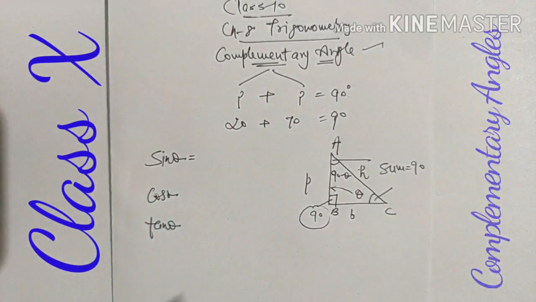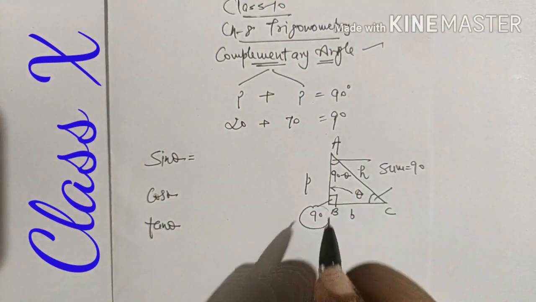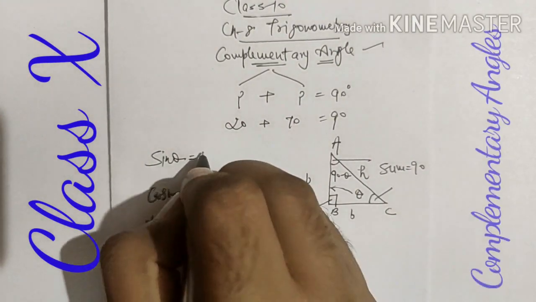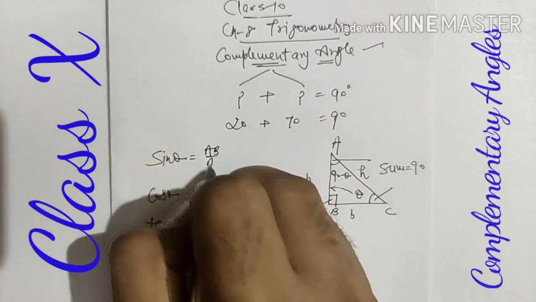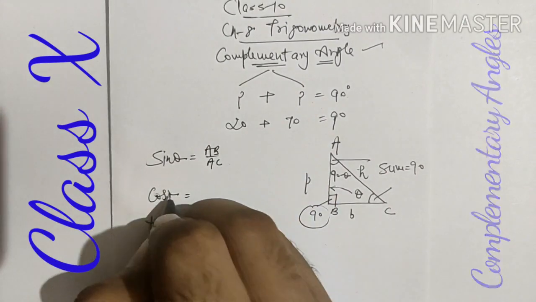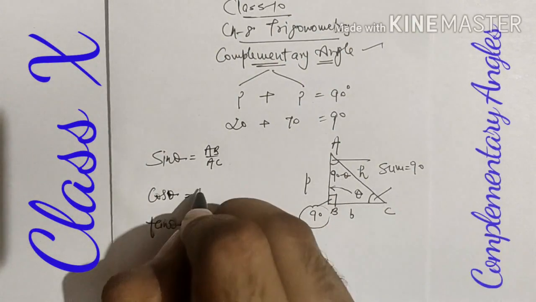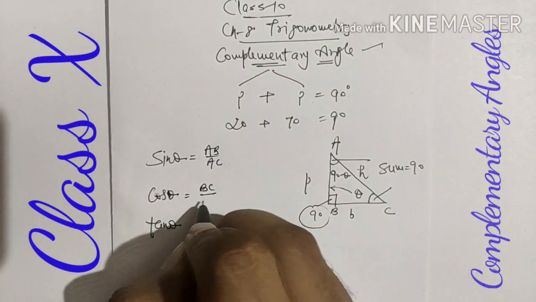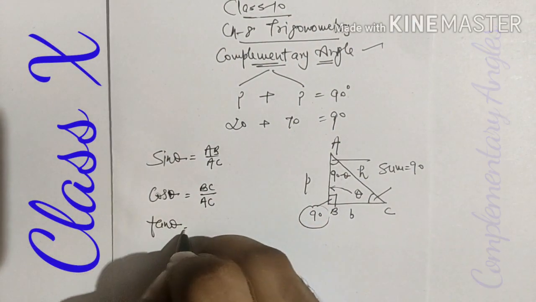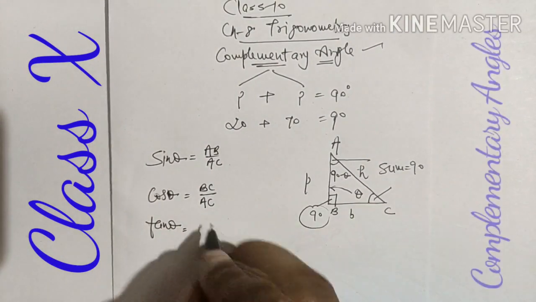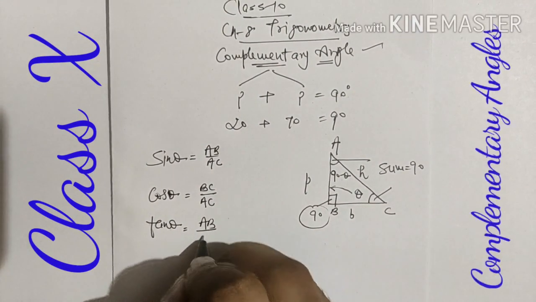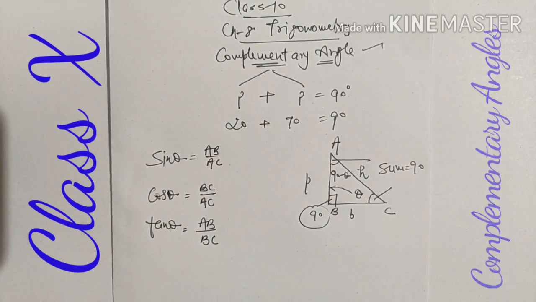Sin theta is given by P by H. P means AB, H means AC. So it is equal to AB by AC. Cos theta is given by base by hypotenuse, means base BC, hypotenuse AC. Tan theta is P by B, means AB by BC.